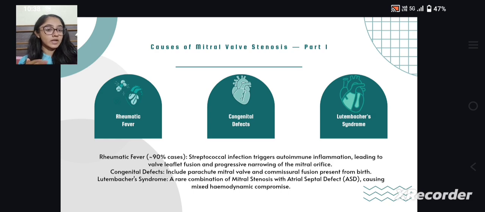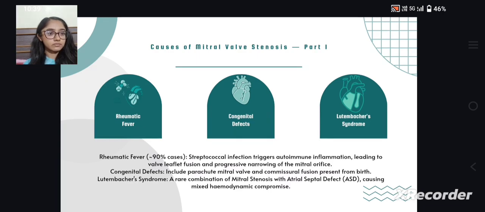90% of the cases are caused by rheumatic fever, where a streptococcal infection triggers an autoimmune reaction leading to valve defect, fusion and progressive narrowing of the mitral orifice.